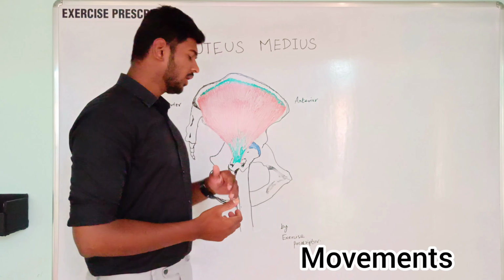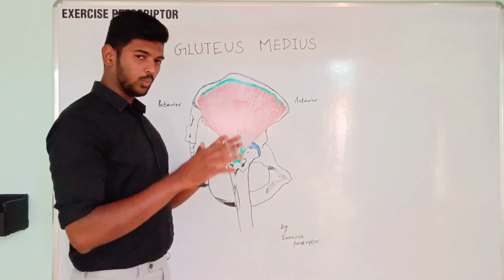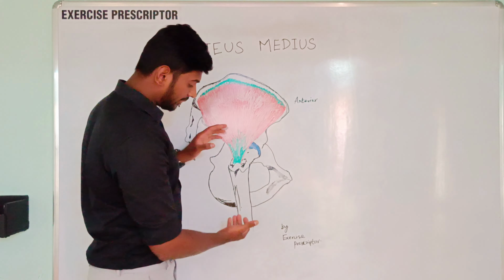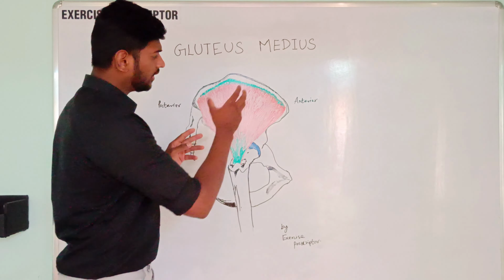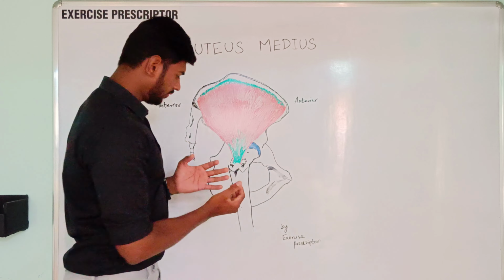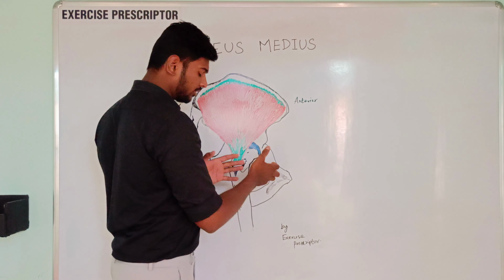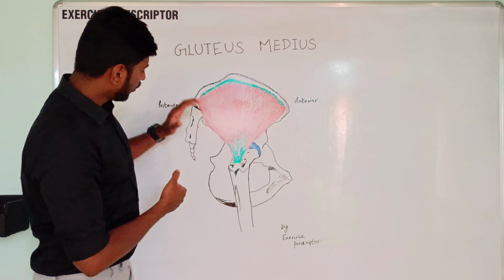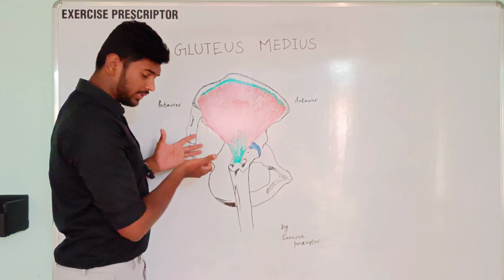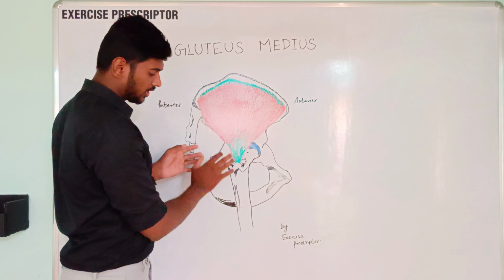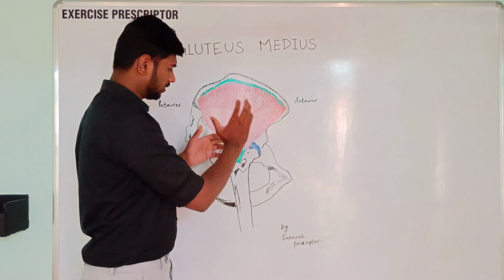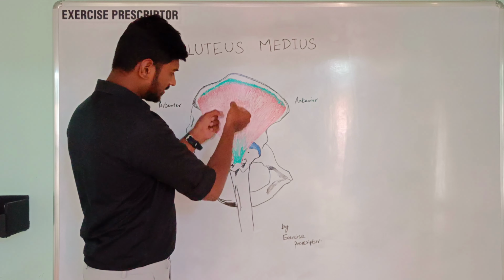Next we will move into movements. Middle fibers of the gluteus medius have one line of pull in the cardinal plane. So it creates a movement of abduction of the hip. And anterior fibers of the gluteus medius produce the combined movement of flexion, abduction and internal or medial rotation of the hip. And posterior fibers produce the movement of combined extension, abduction and lateral rotation of the hip joint.